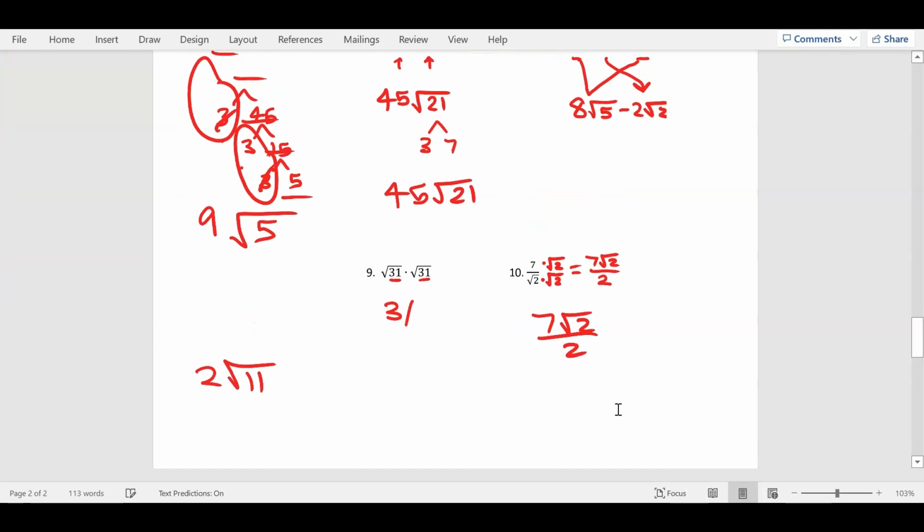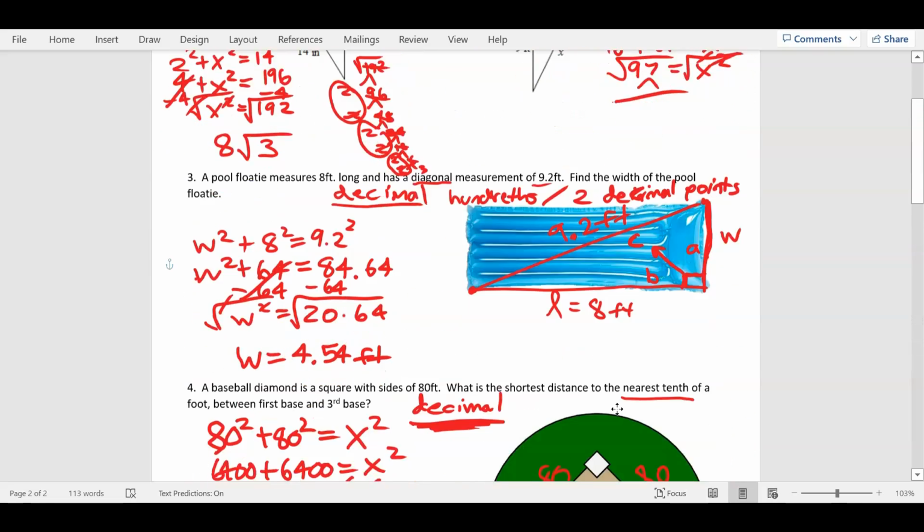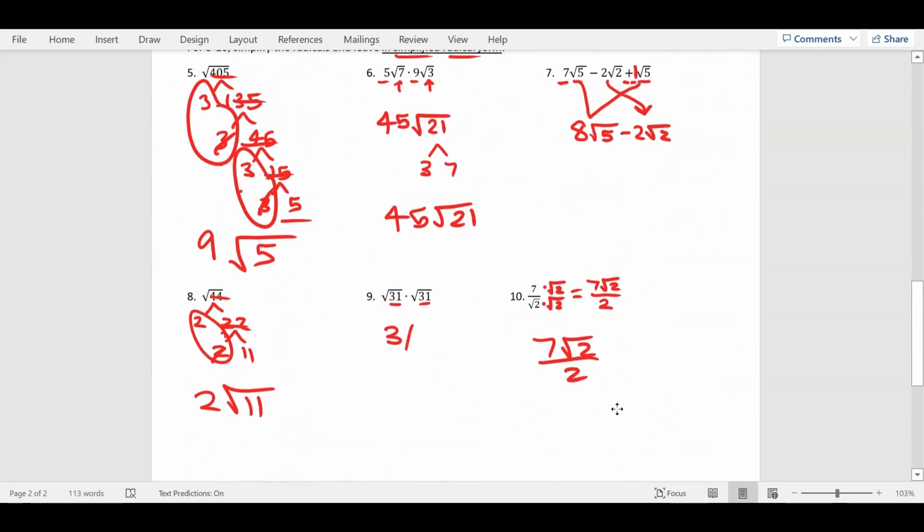Okay? So this is the review for your test. Your test is very similar to this, so make sure you can do Pythagorean and do these various square roots.